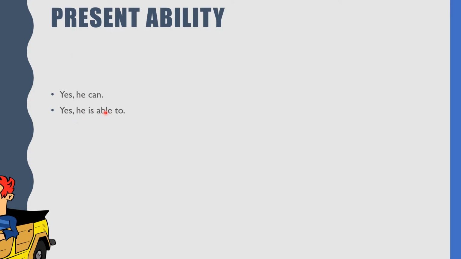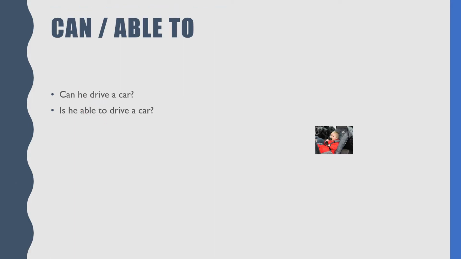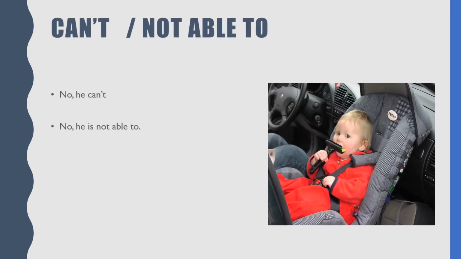Now we are going to look at these two modals in negatives. Look at the picture and answer these questions. Can he drive a car? Is he able to drive a car? What do you think? The answers are no, he can't. No, he is not able to.